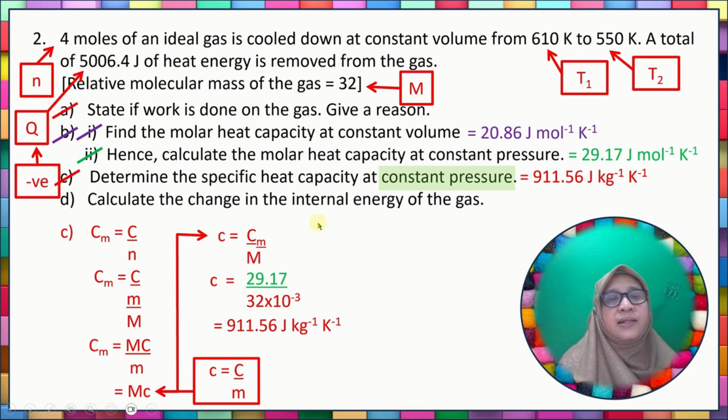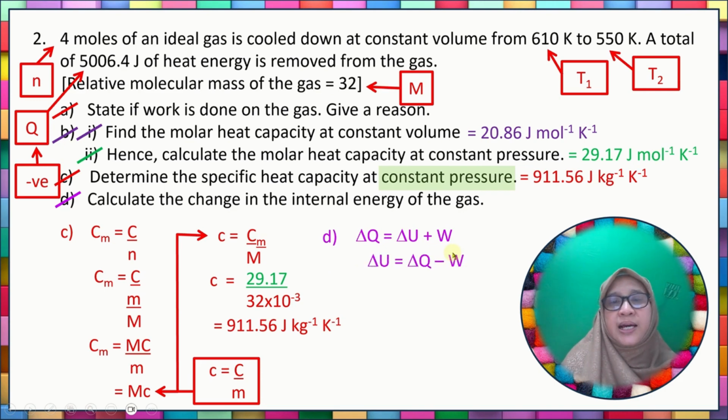Then D, calculate the change in internal energy of the gas. So the change in internal energy, delta U. We can use the first law of thermodynamics. Delta Q equals delta U plus work done. So delta U equals delta Q minus work done. Delta Q is negative because the heat is removed, so negative 5006.4. And there is no work done because the work done is 0 at constant volume. So the internal energy change is negative 5006.4 joule.